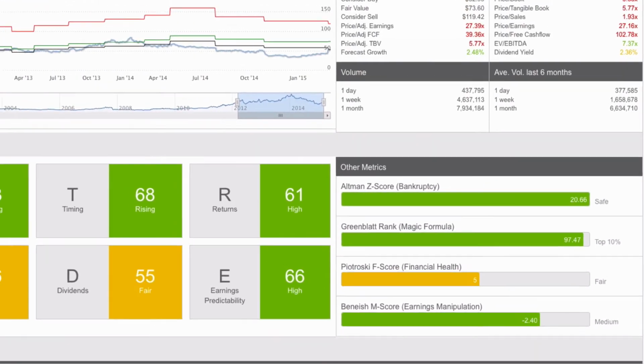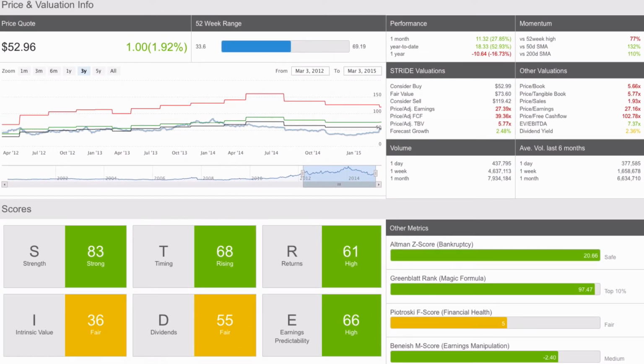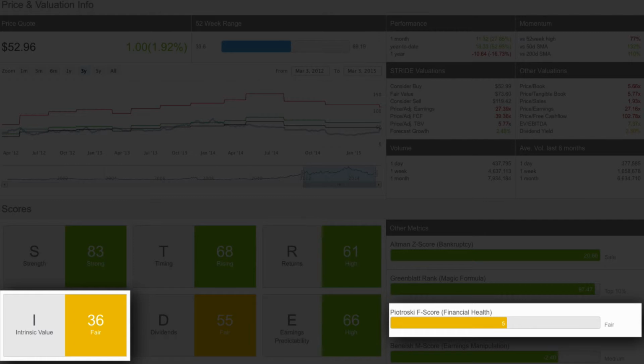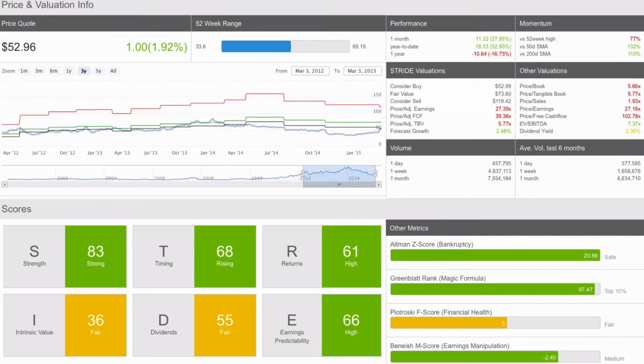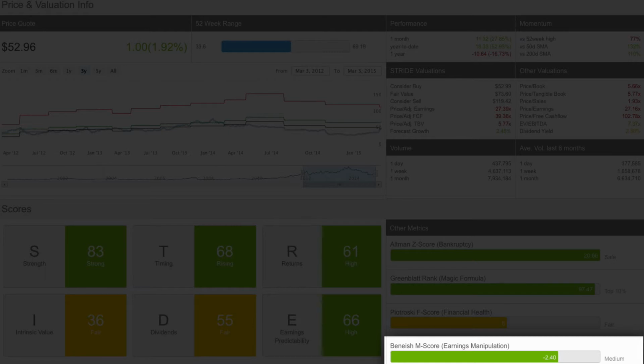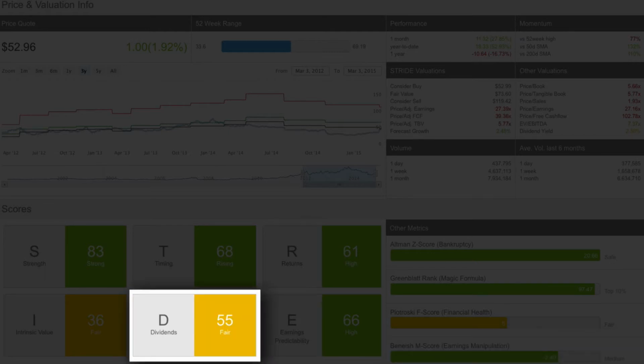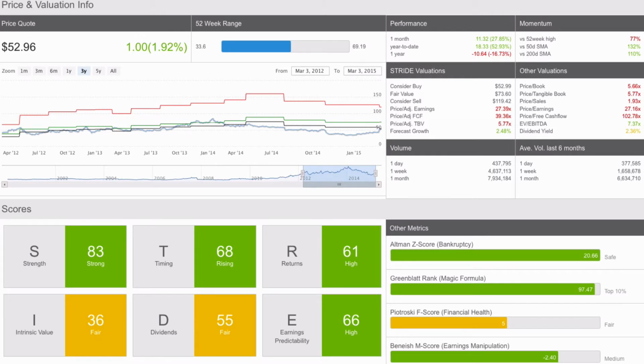There will often be correlation between the Stride scores and these metrics. Here we see the green to amber ratio is similar, with a relatively low intrinsic value score, mirrored in the Piotroski F score. The business is strong with good returns and high earnings predictability, reflected in both the Altman Z score and its Greenblatt rank, and we can be pretty sure from its Beneish M score that it's telling the truth about what it earns. The dividend score is not involved in calculating whether the business is a target because, in our experience, dividend policy is not reflected in overall value.